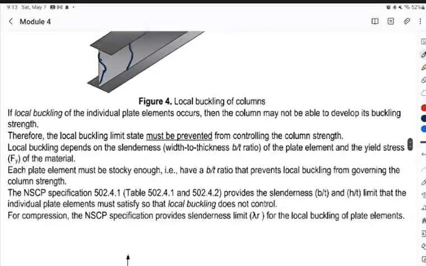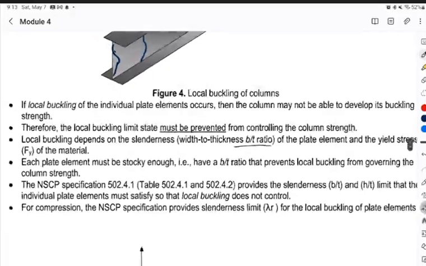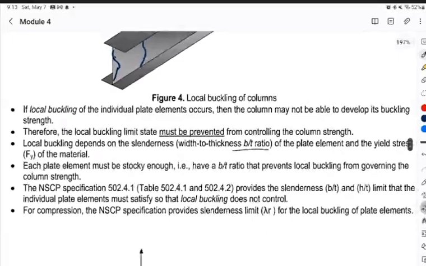Okay. What is this width to thickness b over t ratio? Makikita natin to sa NSCP. Saan yun, sir? On specification 502.4.1, okay, considering tables 502.4.1 and 502.4.2, okay, of our NSCP, that is in chapter 5, okay?